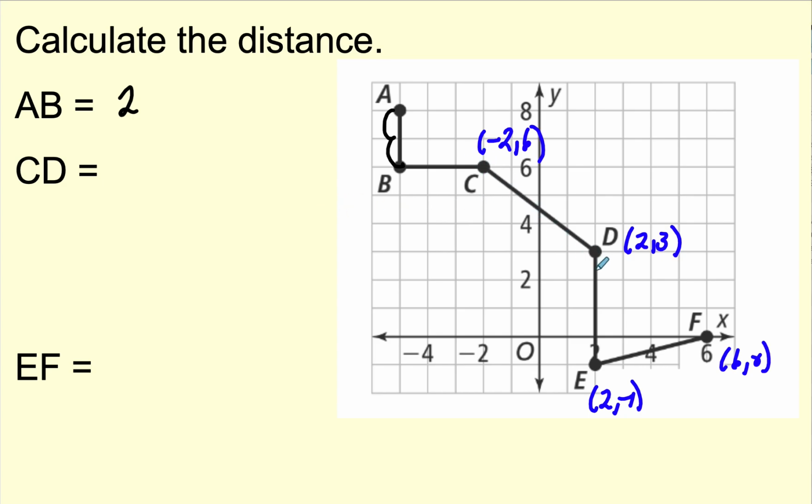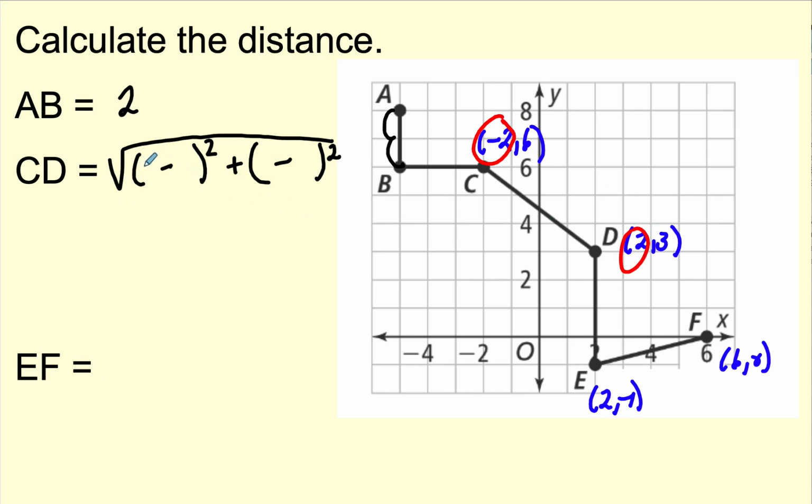Okay, I'm going to try to find the distance between C and D, so I'm going to use the distance formula, which means that I am going to subtract the x's and then square them, and then I'm going to subtract the y's and then square them. Okay, and the x's that I'm going to be using are these two x's. So I'm going to use -2 and 2, and then I'm going to work with the y's, and the y's are going to be 6 and 3. So I went ahead and put everything in correctly.